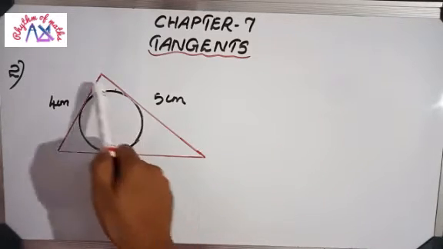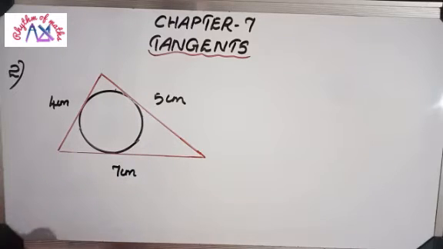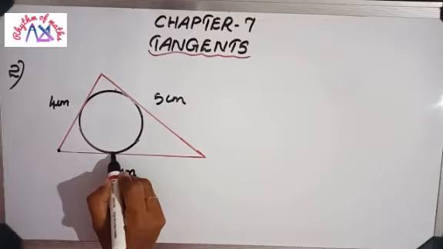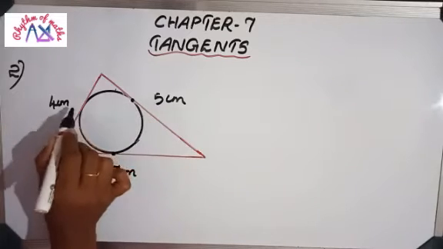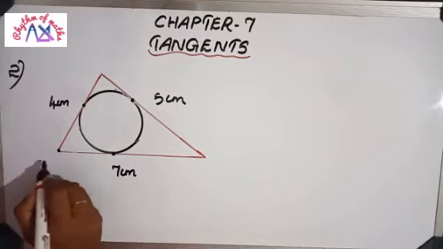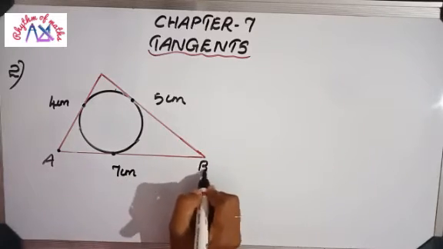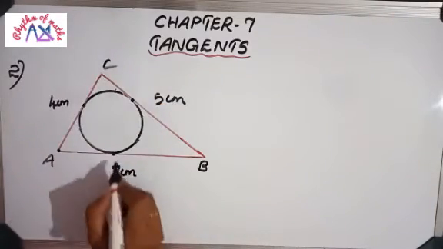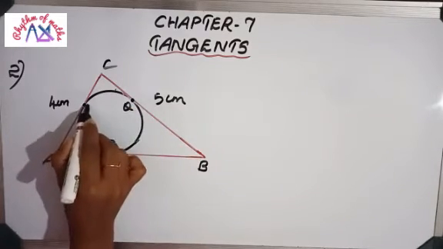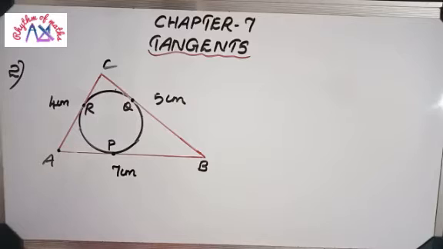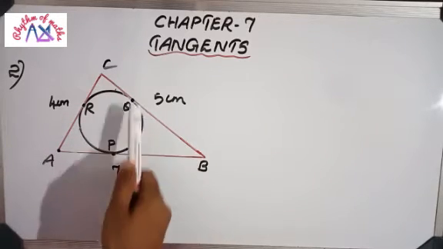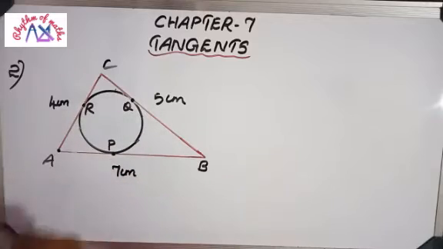That means no need for the complete measurement. Complete tangent measurement we don't want, only from this point to the point of contact. Point of contact means these are the 3 points of contact. So let's mark the triangle as A, B, C, and the points of contact as P, Q, R, like this. Here we have to find AP, PB, BQ, CQ, CR and AR.